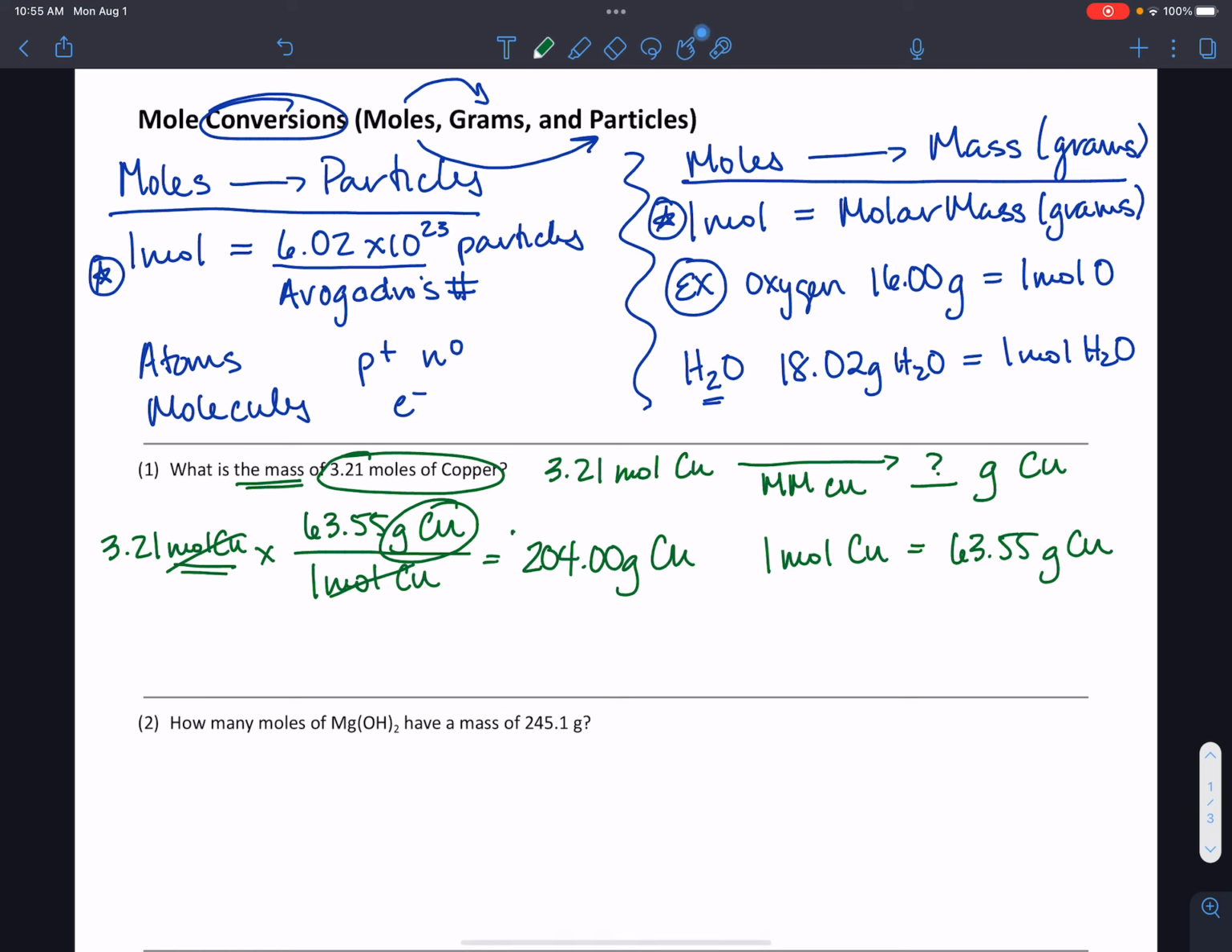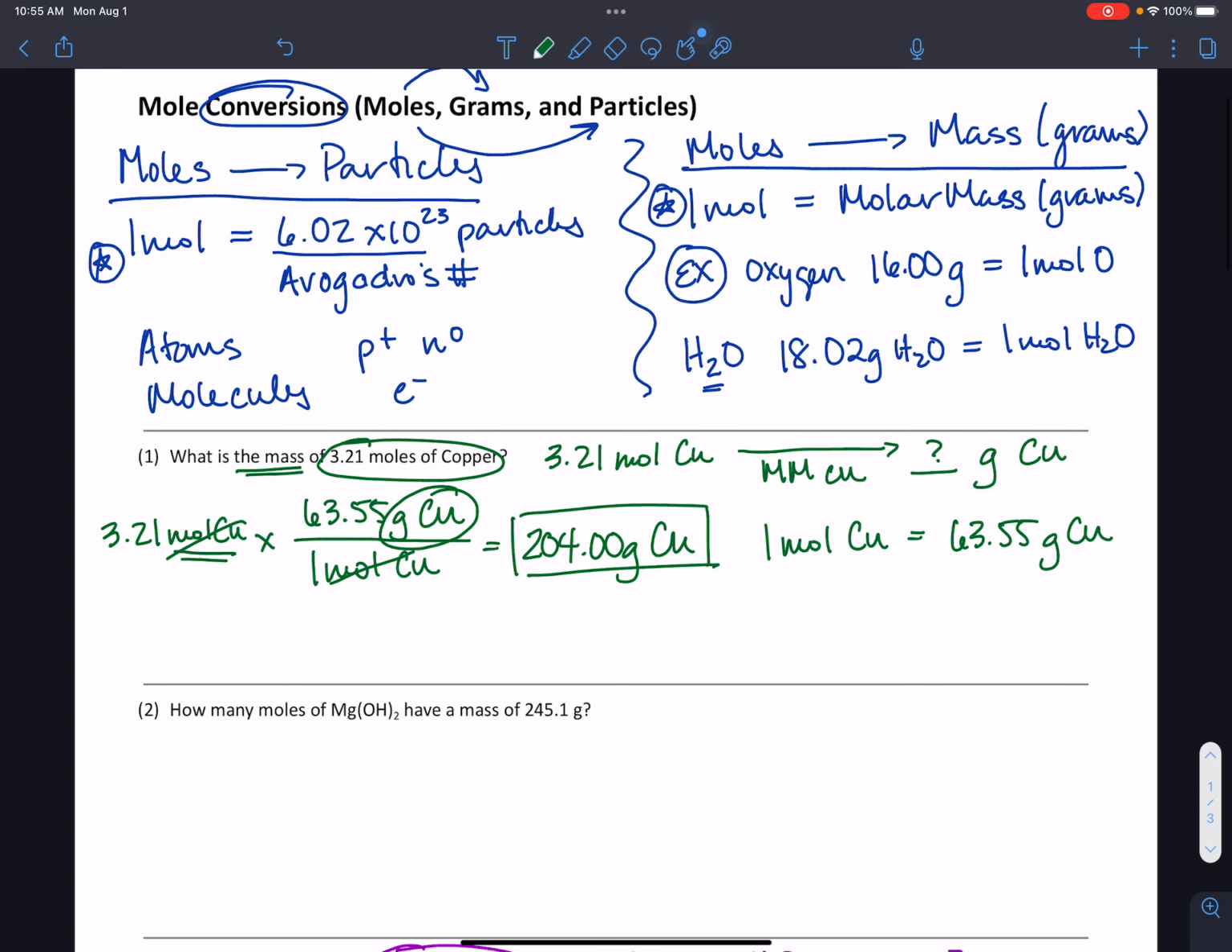Now I don't know if you've noticed, but I'm including my units in all of my calculations, and I've got the symbol for the element. That's pretty important, particularly when we move into stoichiometry, because we'll be moving from compound to compound, and you need to keep track. So your units really should also include the chemical entity. Okay? All right, so let's move down to number 2.